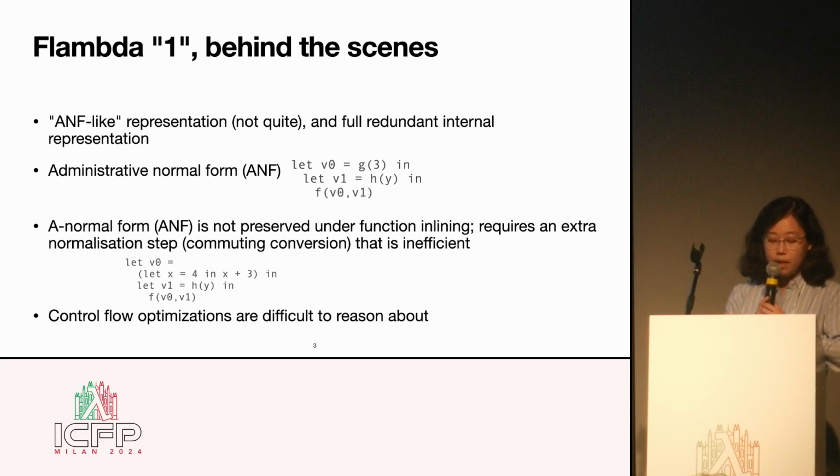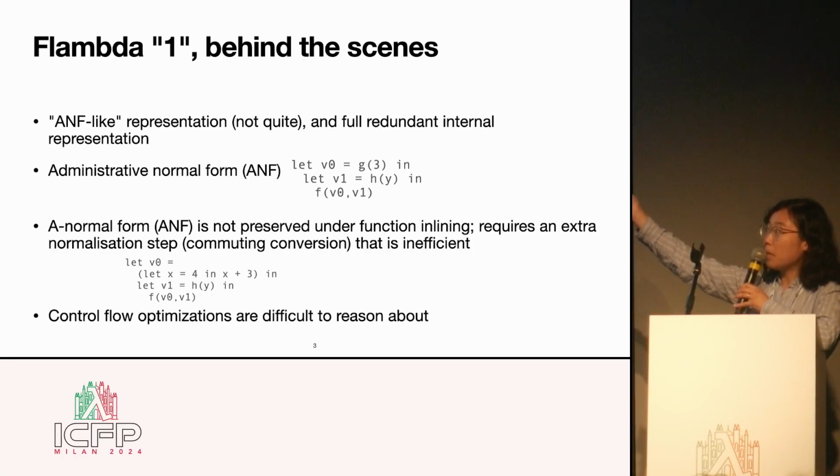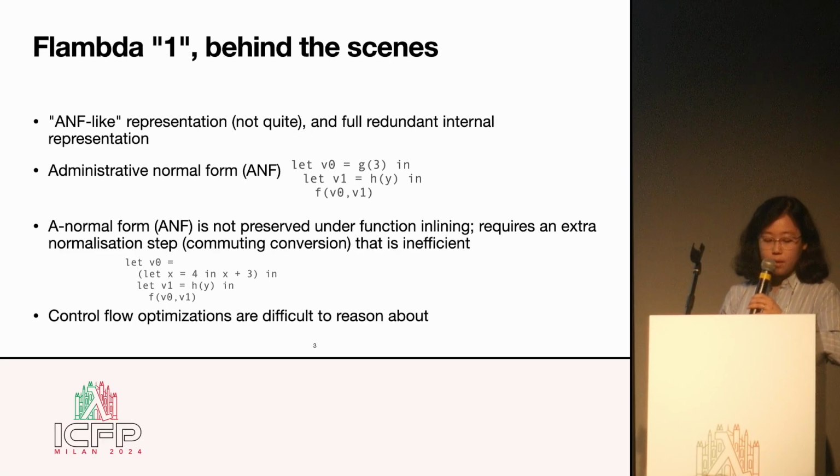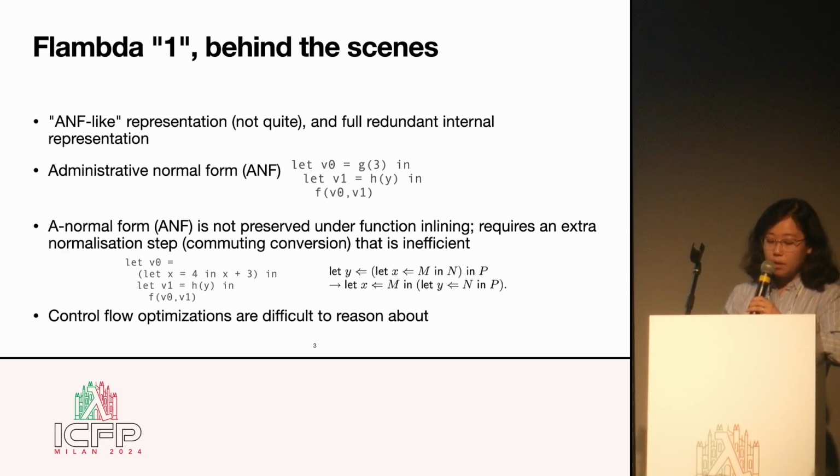For instance, imagine in this small code snippet, G containing some let bindings, and if you were to inline that in the below snippet, you would see that it's no longer in normal form because you have nested let bindings. And typically, you have to do this sort of join point rewriting, where you have to rewrite in order for your term to be in normal form, which could be inefficient. And certain control flow optimizations are also difficult to reason about.